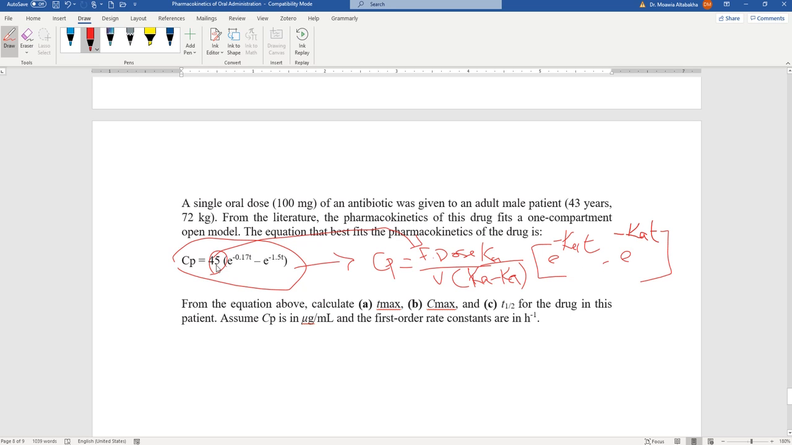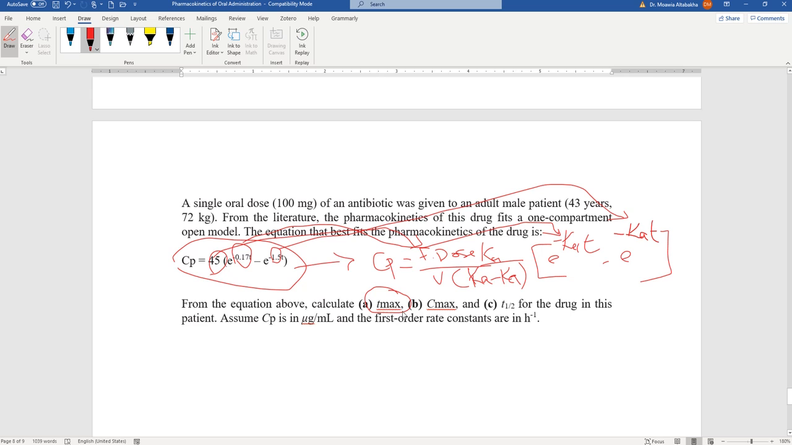So I know what is 45, I know what is 0.17. What will the 0.17 be? It is the Kl. And what will the 1.5 be? It will be the Ka. So as such, can you calculate Tmax? Yes I can. Because what did we say about Tmax? It's 1 divided by Ka minus Kl multiplied by ln of Ka divided by Kl. So I can get this one.